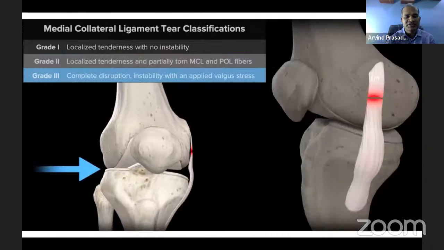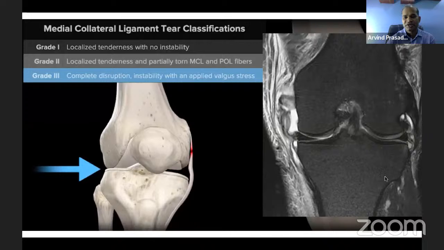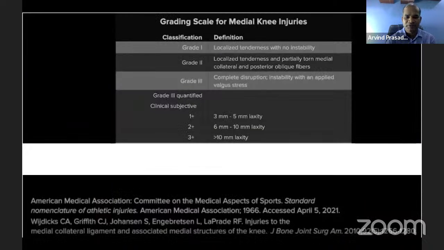In grade 3, there is complete disruption as well as instability on applying valgus stress. Here you can see the continuity is lost and the MCL is wavy. So that is the complete tear of the MCL, so it is grade 3. This classification was given by Wigston.